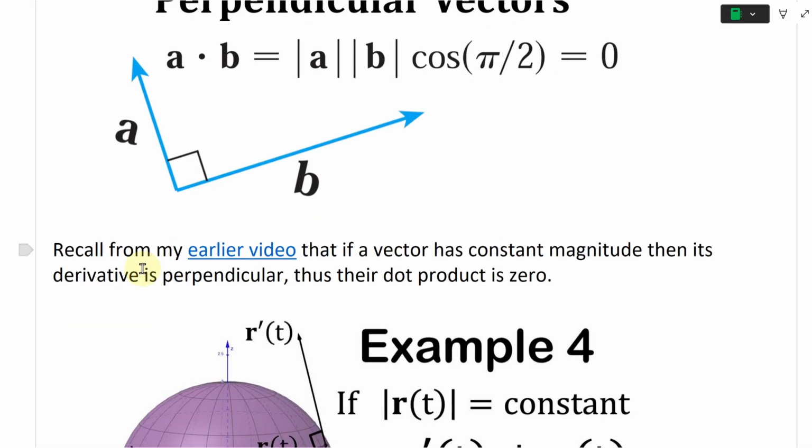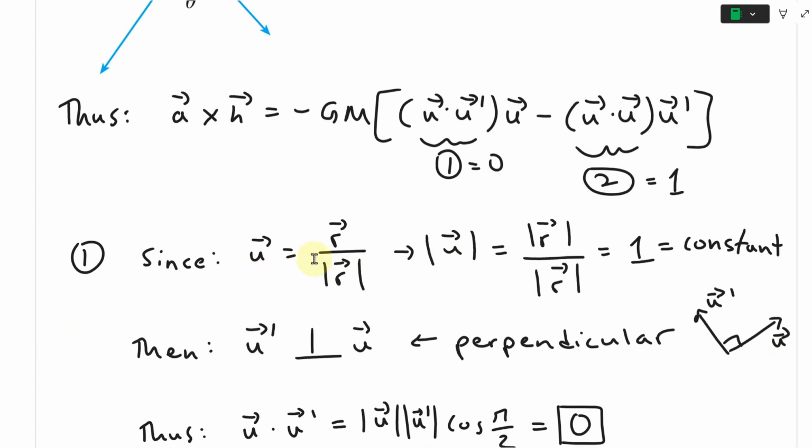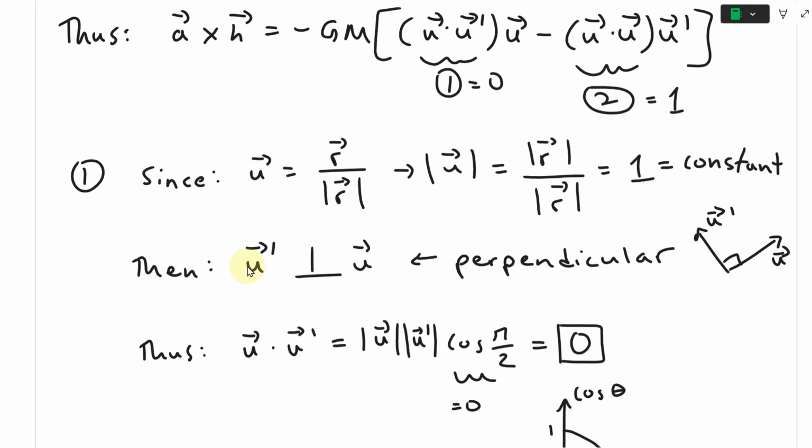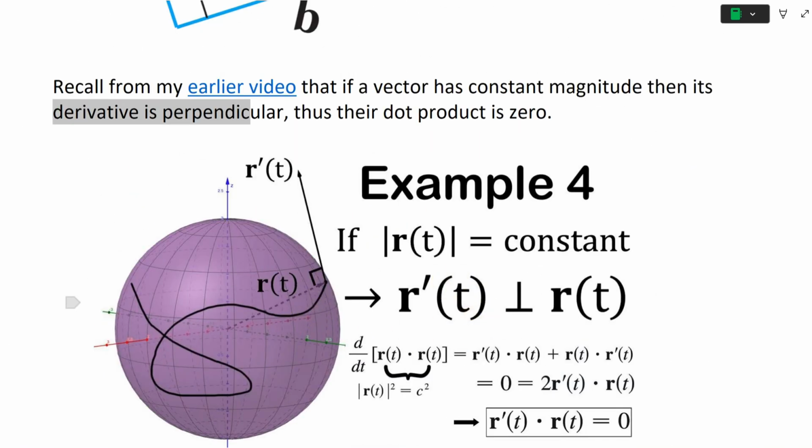And then also recall from my earlier video that if a vector has a constant magnitude, then its derivative is perpendicular, thus their dot product is 0. And that is from this first part right here. So since the unit vector is a constant, with constant magnitude 1, its derivative is perpendicular, thus the unit vector dotted with its derivative is equal to 0. Essentially, if it's constant magnitude like this, wherever you go along the curve, in other words, you have a sphere or a circle, depending on if you're doing 3D or 2D. It doesn't matter where you go, it's always going to be on it, and the derivative is going to be perpendicular, or basically tangent to the sphere, and that's how it looks.